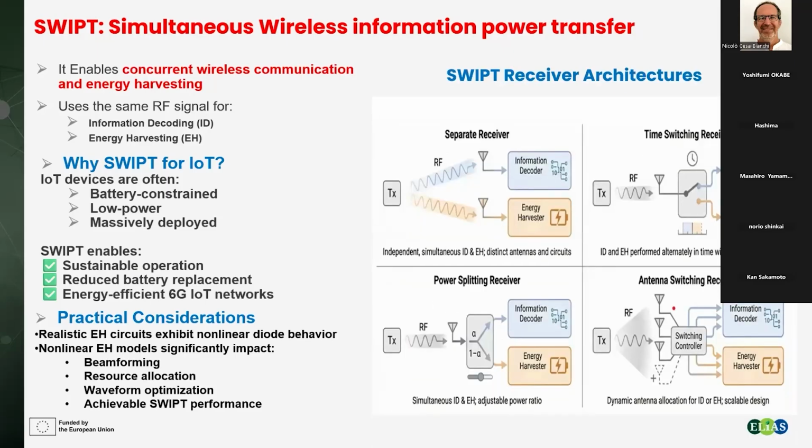There are 4 types of SWIPT receivers. The first one is separated, where the information receivers are separated from the energy receivers. The second one is time switching, which means we split the time between information and energy. And there is power splitting, where we split the power: part for energy and part for information. And also antenna switching: some antennas are used for information decoding and others for energy harvesting.